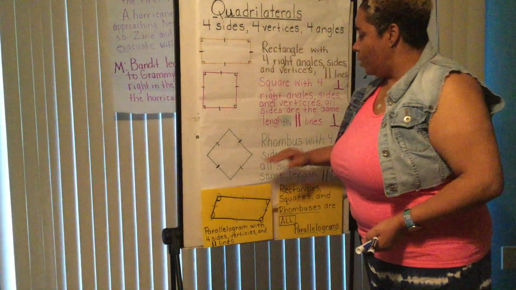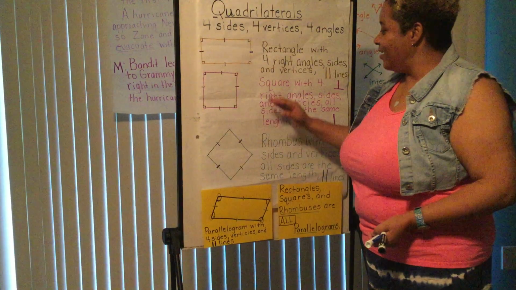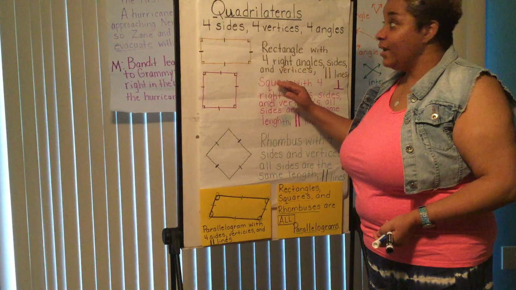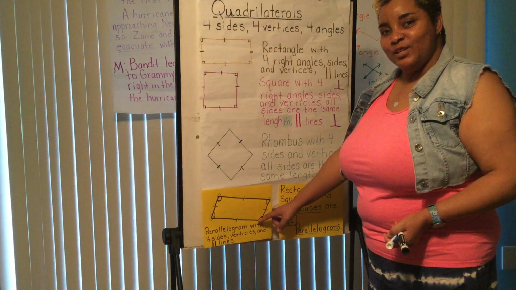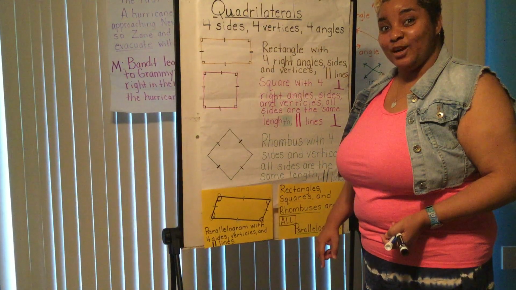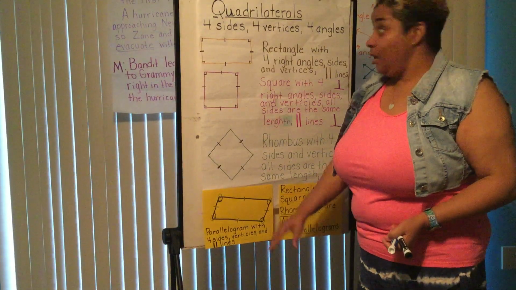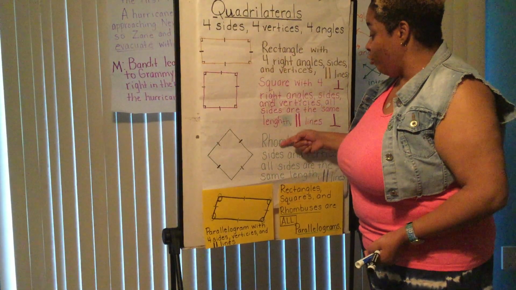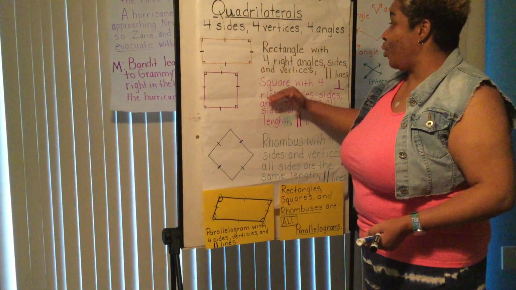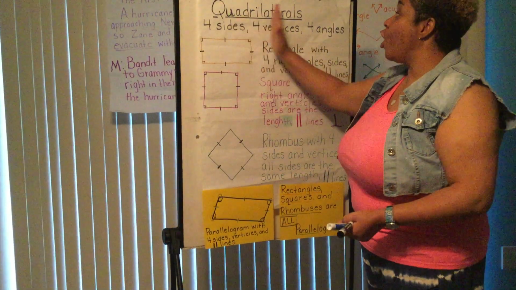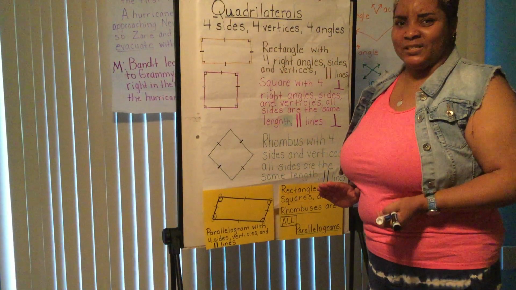Uh-oh. Who did I say was related to the rhombus? The square. And that rectangle is related to that parallelogram. Well, actually, all of them are, right? Because remember, a rectangle, a square, and a rhombus are all parallelograms. A parallelogram, a rhombus, a square, and a rectangle are all quadrilaterals. Make a little bit of sense.